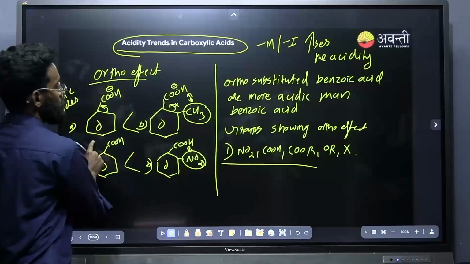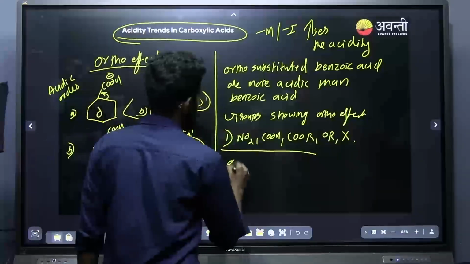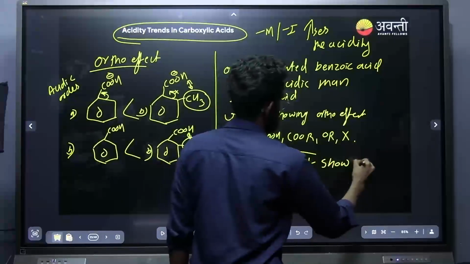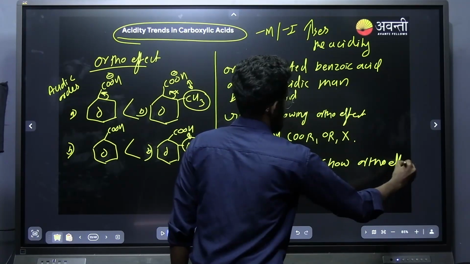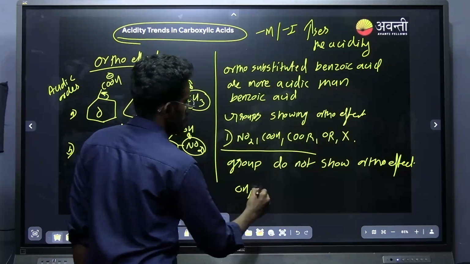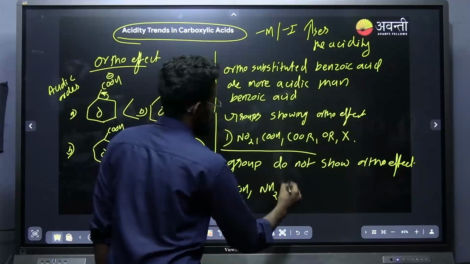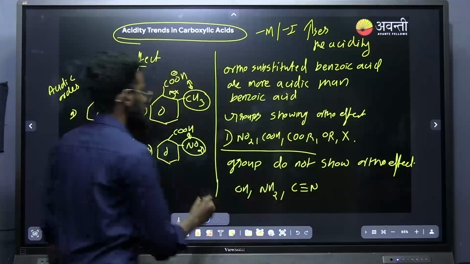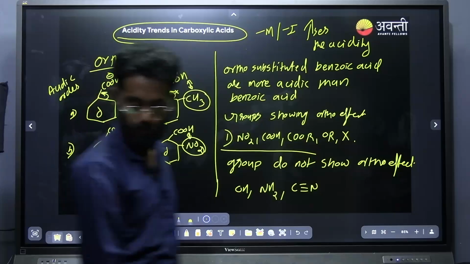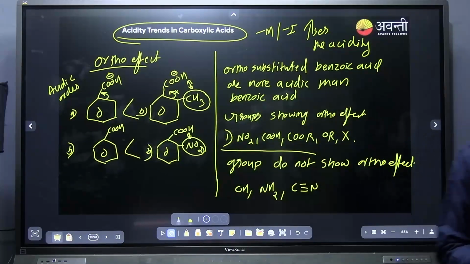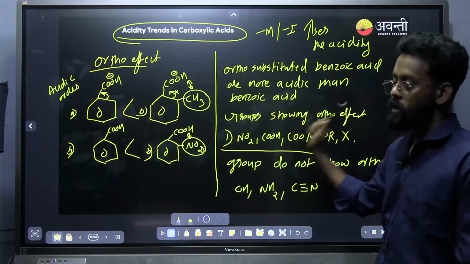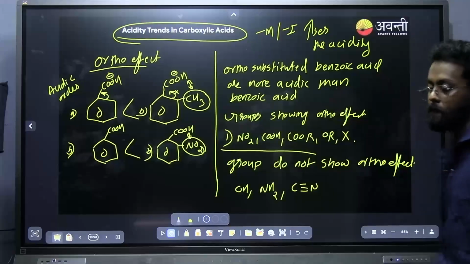And the groups that do not show ortho effect. Which are the groups that do not show ortho effect? The groups which can form hydrogen bonding, that is NH2, and then C triple bond N. So just note down these 2 points. This is the complete idea about ortho effect. Everyone understood what is ortho effect? Don't make a mistake here. If there is an ortho substituted group, then that is going to be more acidic.